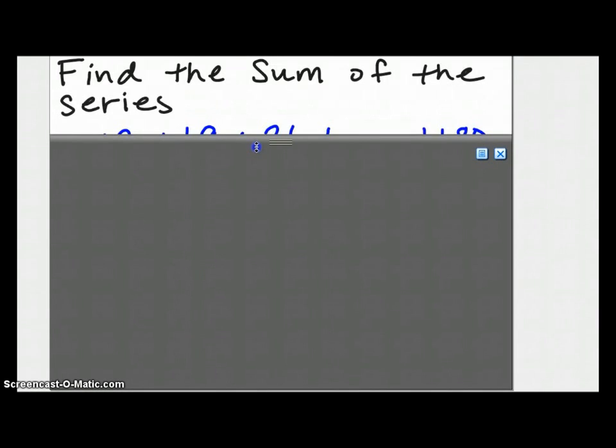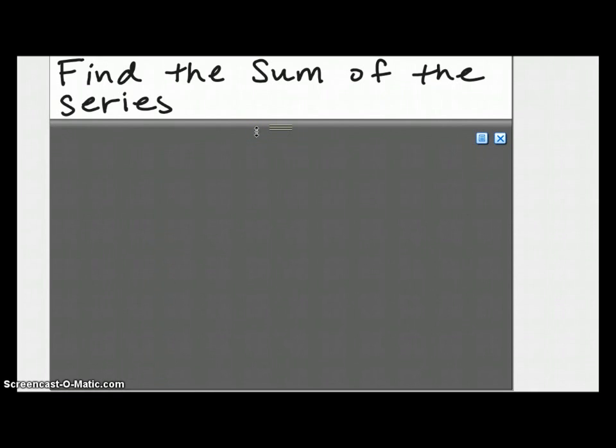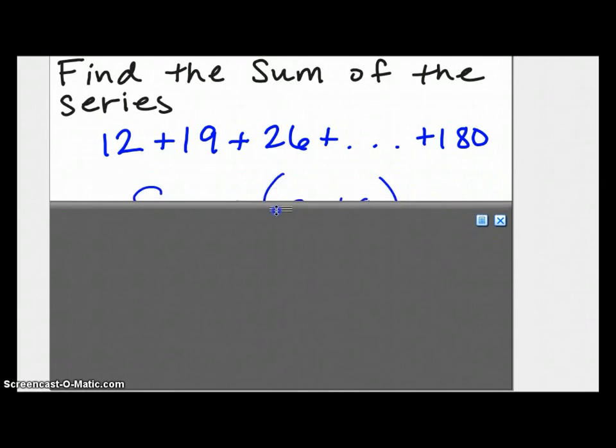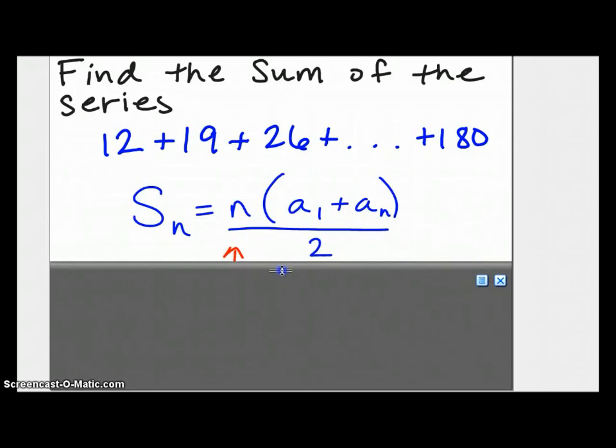Now I'm going to find the sum of a sequence, which now turns it into a series because I'm taking each term and adding it to the next. I'm going to find the sum of this series, now turned into a series. So now I have a new equation: the sum of n terms of a series. I don't know how many terms I have here. I know I have the first 3, and I know I have the last number of the series. Since it doesn't go on, it ends here with 180. So that means I have n terms. I have my first term plus my nth term, and then all divided by 2.